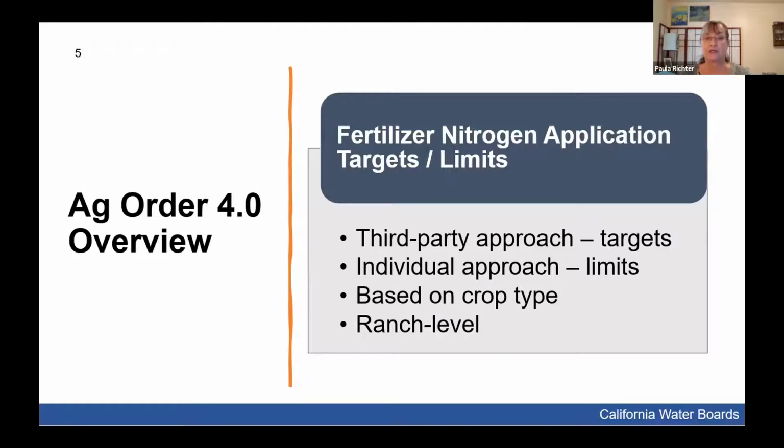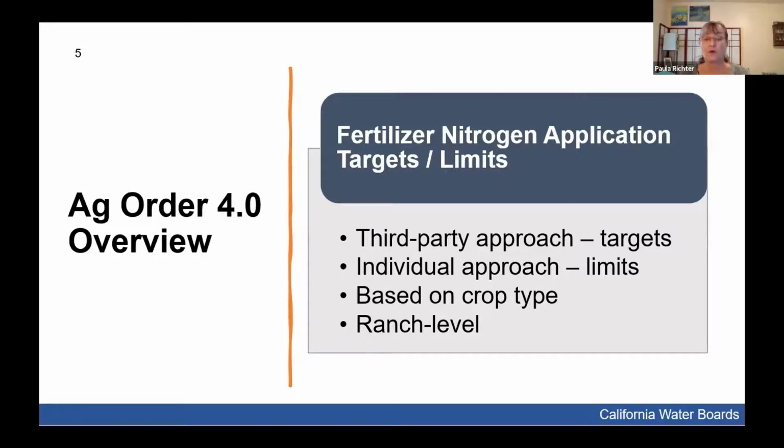So the first distinction I want to make is that there's two ways to comply with the nitrogen fertilizer application limits and targets. Growers that join a third party are only subject to targets, which are not enforceable. The third party will work with growers to develop work plans for irrigation and nutrient management and assist them with the planning, management practice implementation, and effectiveness assessments that are required under the order. Growers that elect to comply individually are subject to limits, which are enforceable. And they'll need to develop their own work plans, and do their own planning, implementation, and effectiveness assessments.